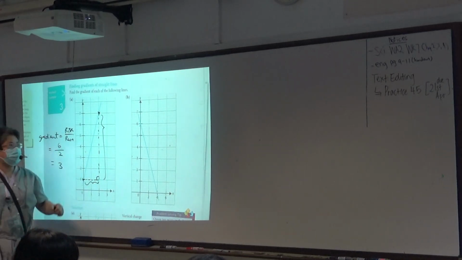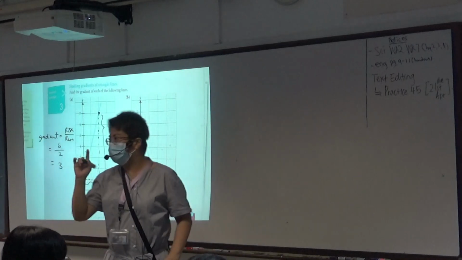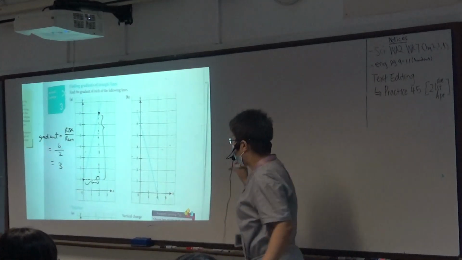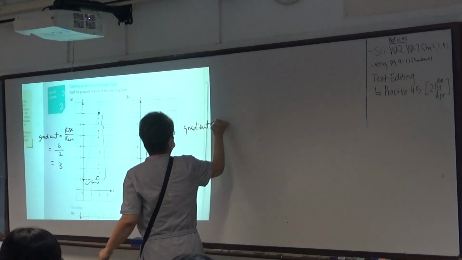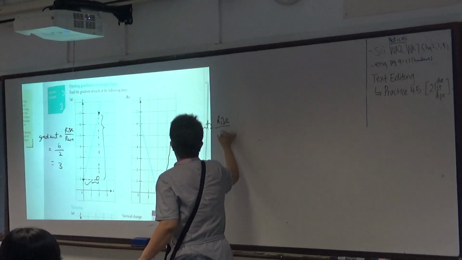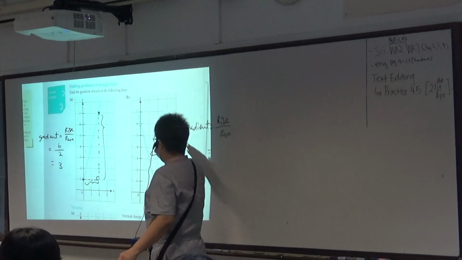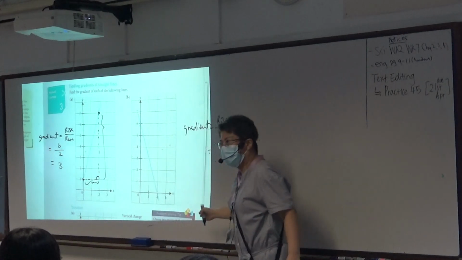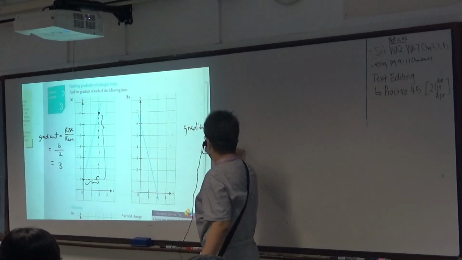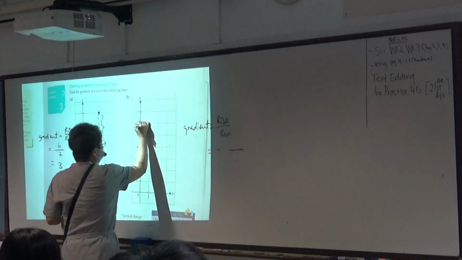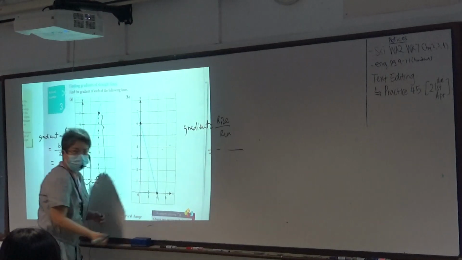Okay, now for part B, yesterday I made a mistake. I forgot about the scale. Okay, now gradient is still rise over run. But can you see it's sloped the other way? Once it's sloped the other way, what must we do? Negative, okay? Now, I will choose this point and this point, right?